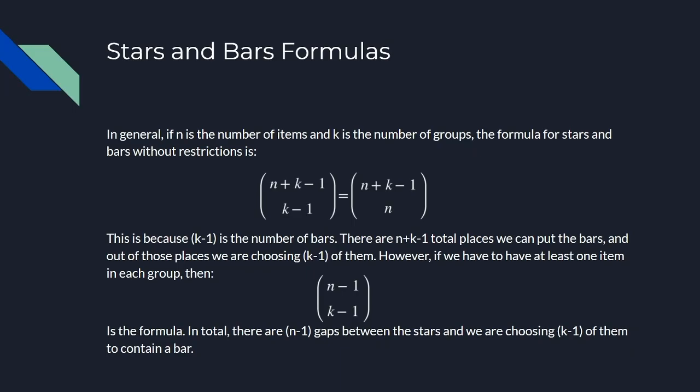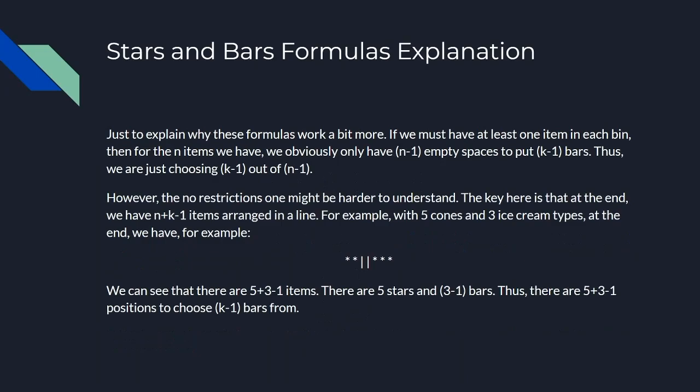So this formula comes from the fact that k minus 1 is the number of bars, and there's n plus k minus 1 total places we can put the bars, and out of those places we're choosing k minus 1 of them. However, if we have to have at least one item in each group, then n minus 1 choose k minus 1 is the formula. And in total, there's n minus 1 gaps between the stars, and we're choosing k minus 1 of them to contain a bar.